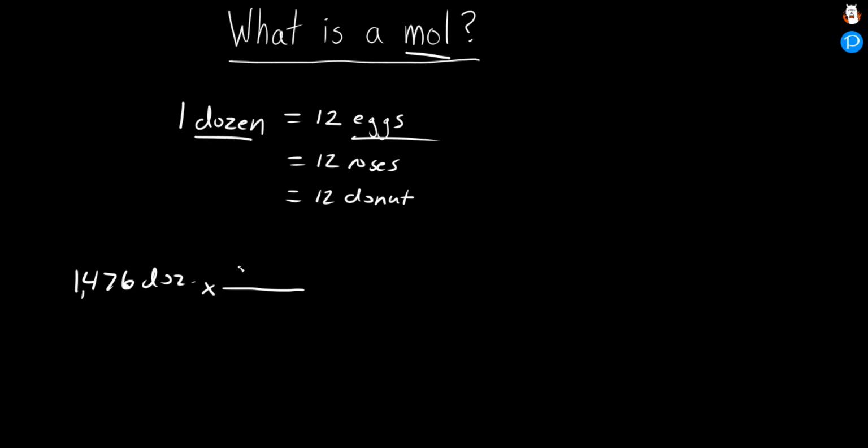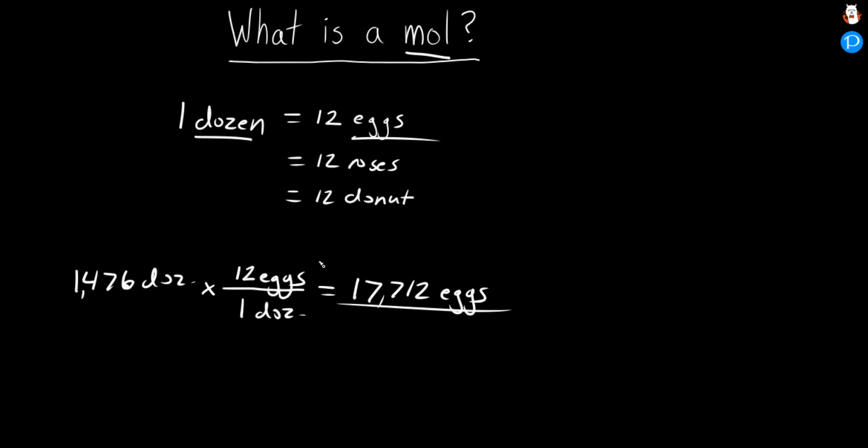Because I know that there are 12 eggs for every 1 dozen eggs. And so 1,476 times 12 eggs would tell me how many individual eggs I have. And actually, let me punch that in the calculator. I'm kind of curious. 1,476 times 12. That means I would have 17,712 eggs.